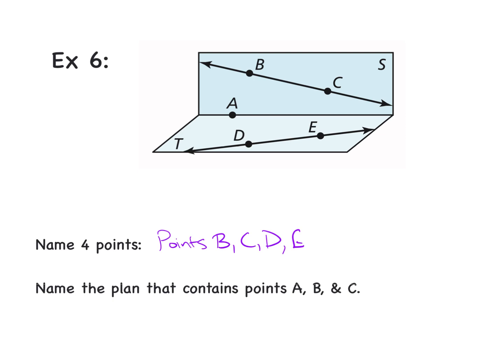All right, it's supposed to say name the plane that contains points A, B, and C. So is it the top plane or the bottom plane that has those three? Top. Name it with the creeper letter. It's going to be plane what? And then if I want to name it with points, it's going to be plane what? A, B, C. Remember, those 3 points just cannot make a straight line. Okay.